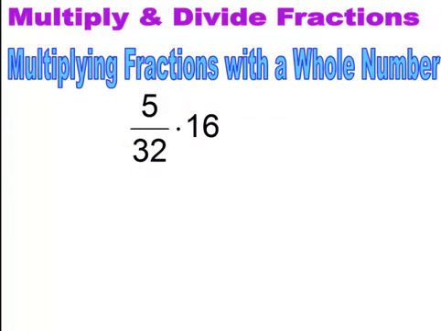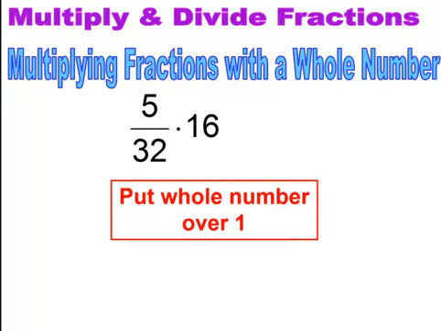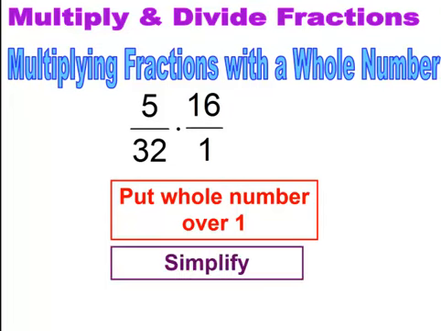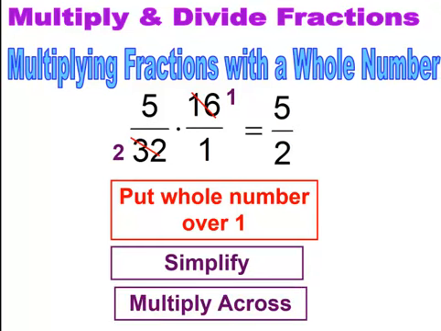So when you're multiplying a fraction with a whole number, you always want to deal with fraction to fraction. So remember that property of 1 rule states that you can make that whole number a fraction by putting it over 1. So we're going to put that whole number 16 over 1, and now we can multiply. So when you multiply, you want to simplify first. 16 goes into 16 once, 16 goes into 36 twice. You multiply across here, we end up with 5 over 2.